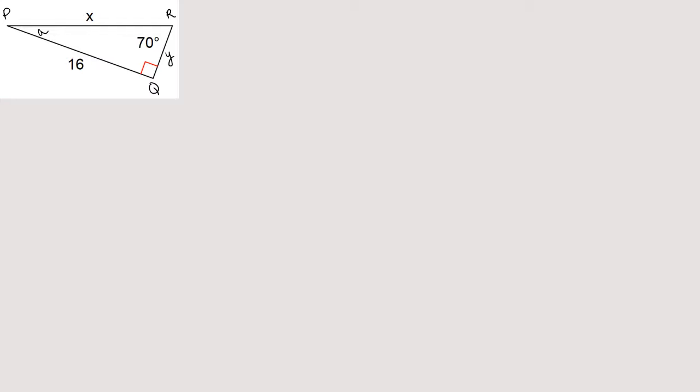So I know that angle Q is a right angle, I know angle R is 70 degrees, and I know side PQ is 16. That means I need to find the missing angle and the other two missing sides. Missing angle is pretty easy to find. That's got to be 20 degrees. And I know that because all the angles in a triangle have to add up to 180. So we can easily identify that angle P is 20 degrees.